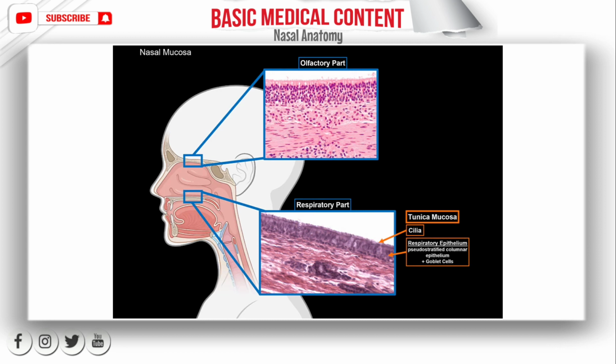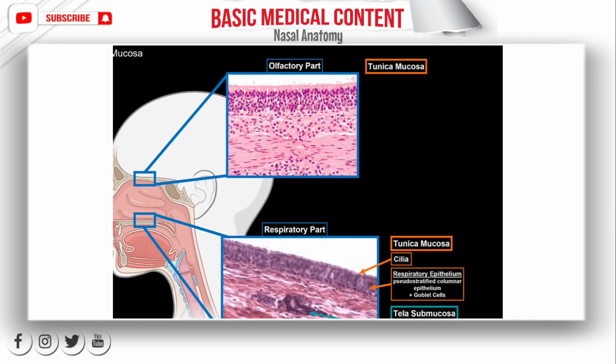In between the epithelium, you will find goblet cells that produce lubricating mucus on the surface. And in the tela submucosa, you'll find numerous mucus glands, which are a mixed type of gland that produce mucus. The olfactory part also has tunica mucosa, but here it's lined by olfactory epithelium, which consists of olfactory cells, which are bipolar neurons with receptors for smell. Between these neurons, there are supporting cells called sustentacular cells, which are tall columnar epithelium that provide support.